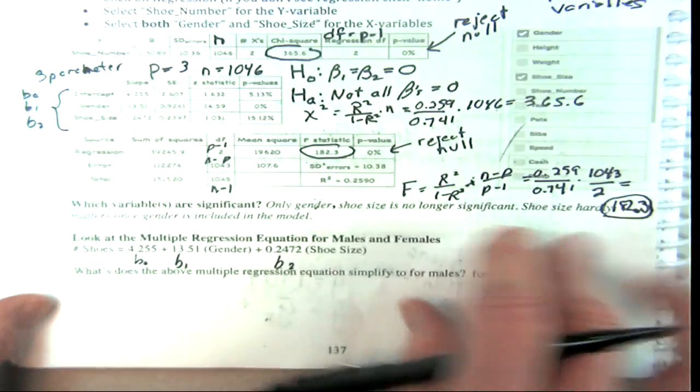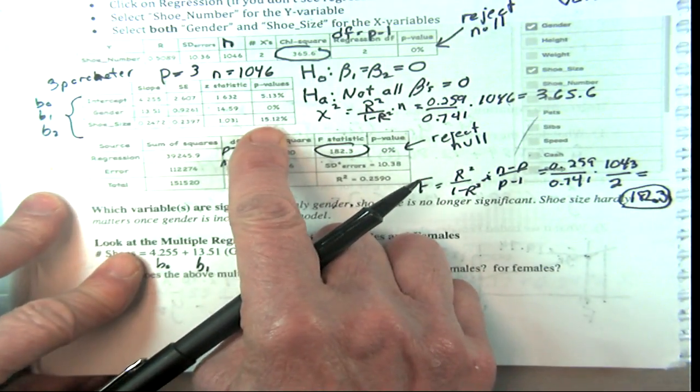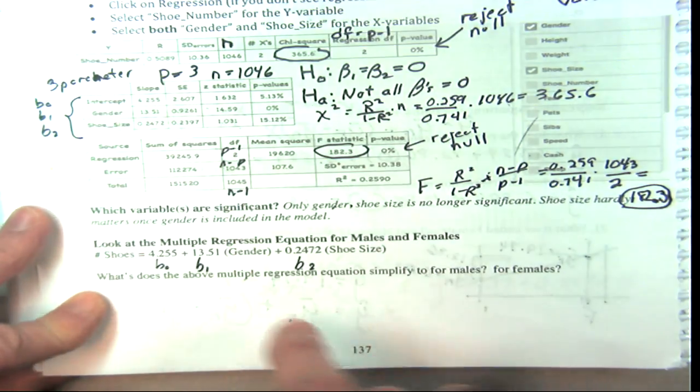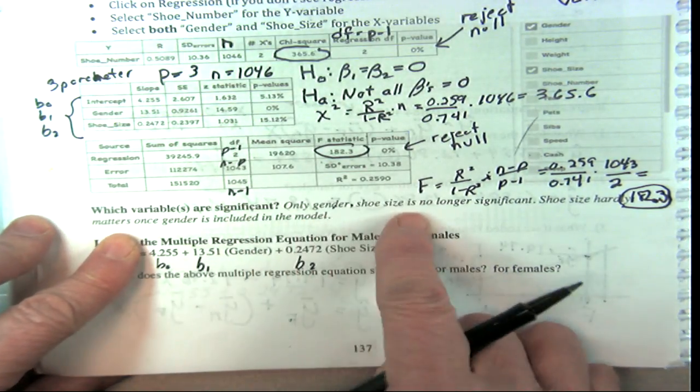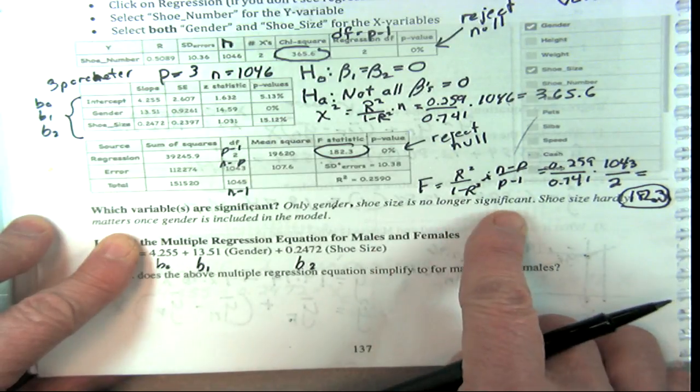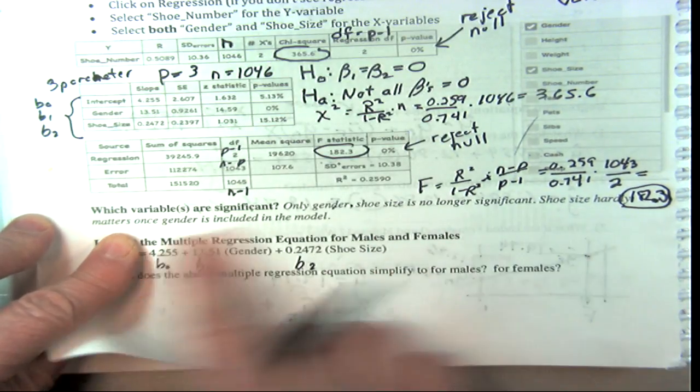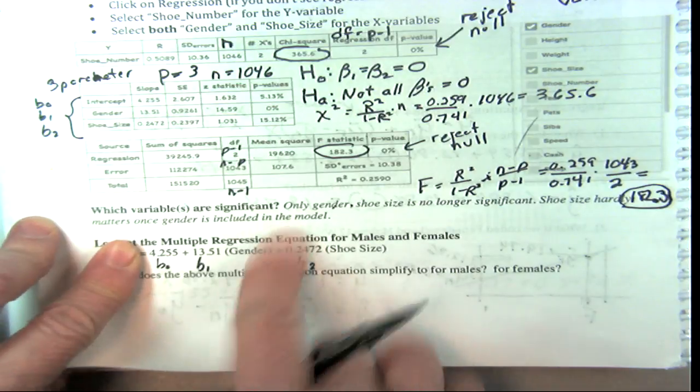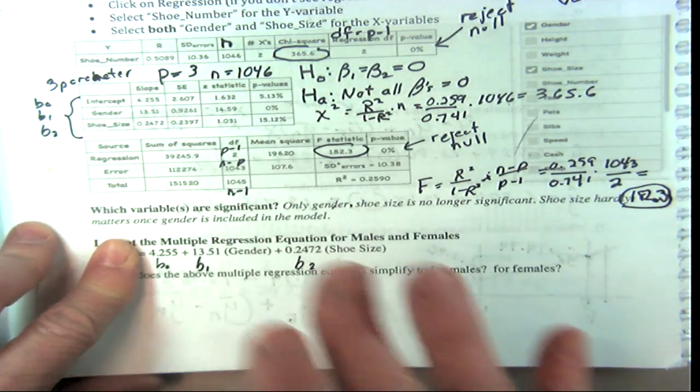That's for a one-sided test. For a two-sided test, it's even more insignificant. So this is not significant. Only gender is significant. Shoe size is no longer significant. It hardly matters once shoe size is included in the model. We saw that. It was a nearly flat slope.